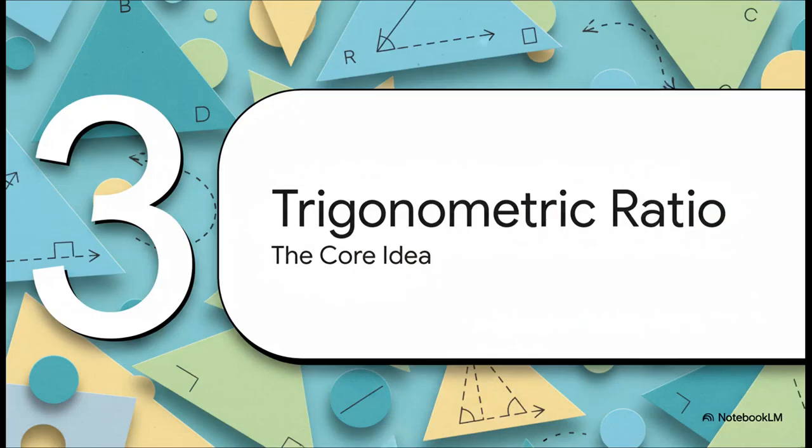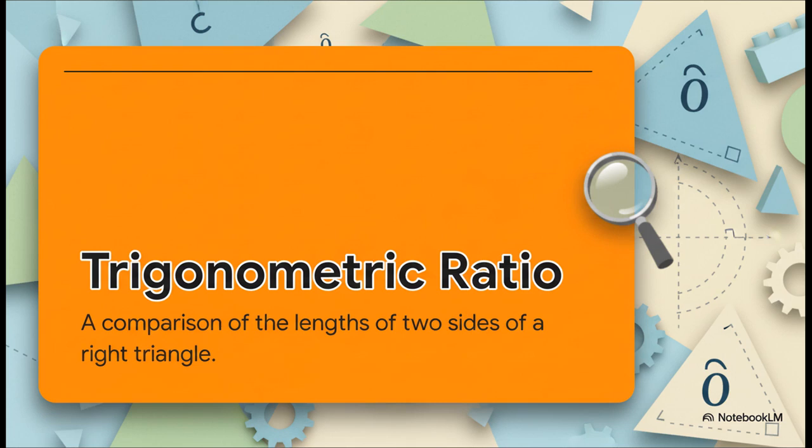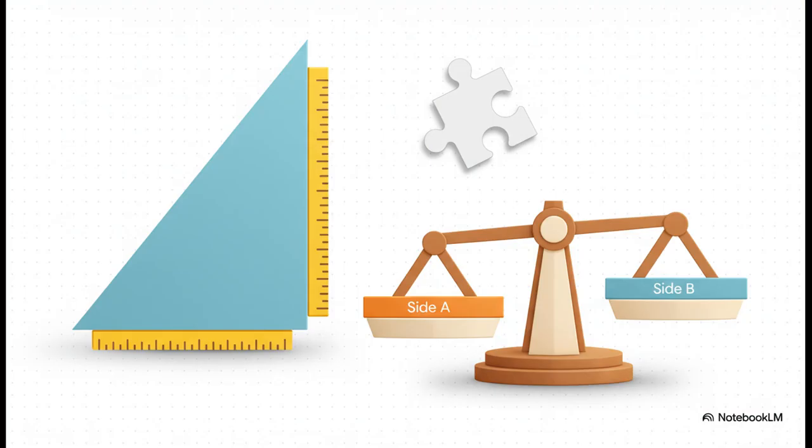And now we're getting to the absolute heart of it, the trigonometric ratio. This is the engine. This is the rule that makes our trigonometric function work. So, what is it really? And you know what? The definition is actually beautiful. A ratio is just a fancy word for a comparison. And in this case, all we're doing is comparing the lengths of two sides of our right triangle. That's it. It's not magic, it's just a simple comparison. We're literally just taking the length of one side and comparing it to the length of another.